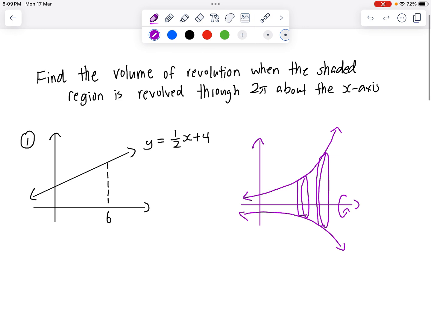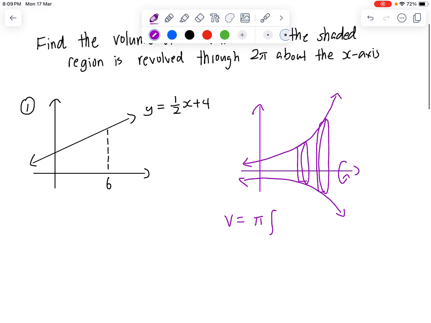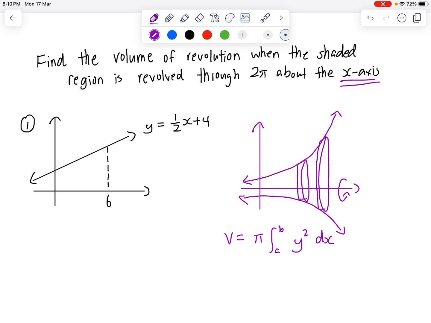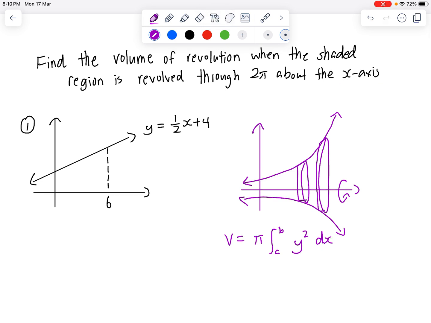And the general formula that you want to remember is, to find the volume, it's pi times the integral from a to b, whatever the boundary is, of the function squared, which is the same as y squared dx. Now this is about the x-axis. If I say about the y-axis, instead it will be dy. But in today's video, we are just focusing on the basics, so revolving about only the x-axis.